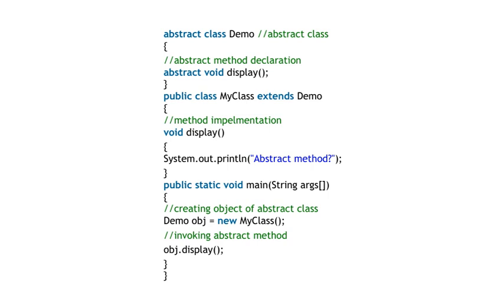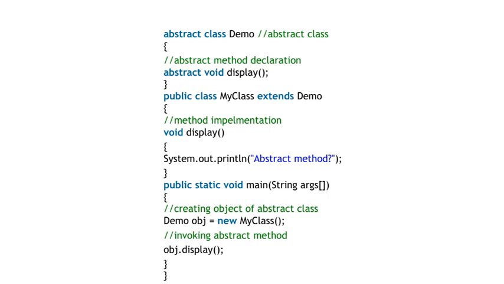Instead, you would create an object of MyClass, which is a concrete subclass that implements the abstract method. This example highlights a key concept. Abstract classes serve as a blueprint for other classes, enforcing certain methods to be implemented while allowing flexibility in how they're defined. It ties into our overall theme of understanding object-oriented programming principles, specifically, how abstraction helps us design flexible and reusable code structures.